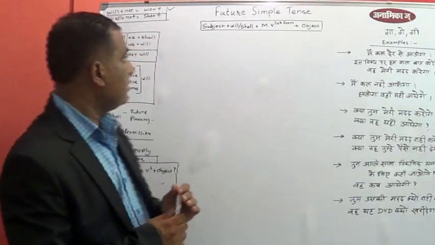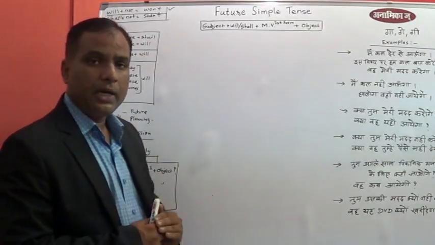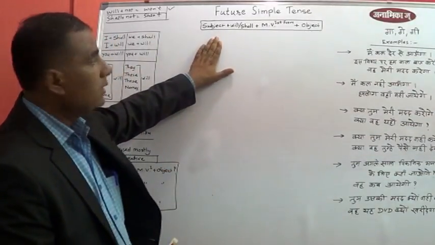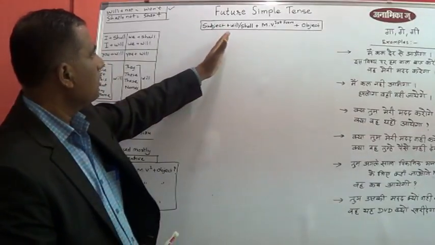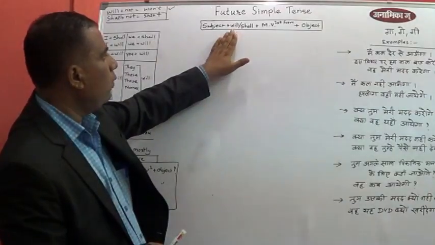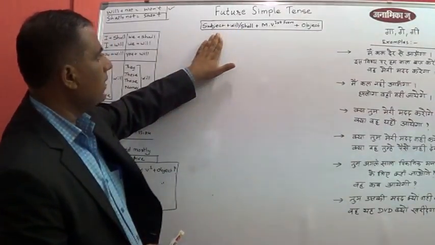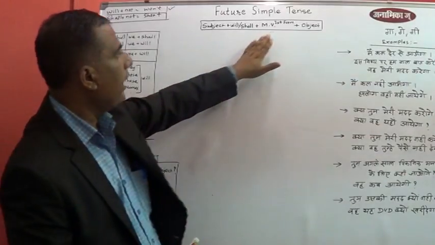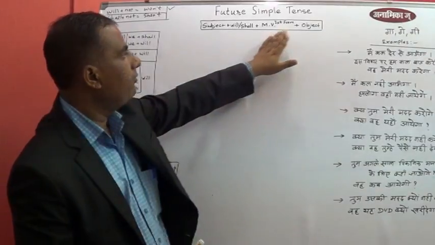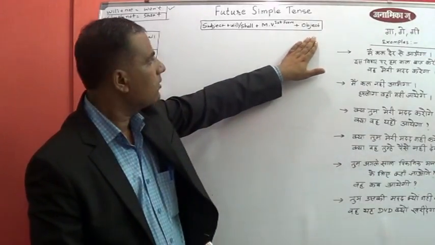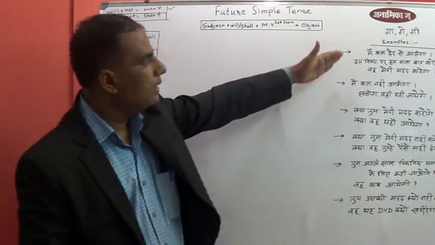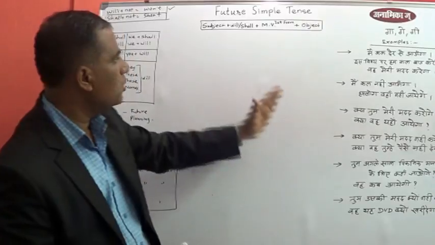Now we will see how to frame sentences. For that we have the structure here. It will start with subject, and then helping verb will or shall depending on the subject, that we will see later, and verb will always remain in first form, and finally we will have an object. So with the help of this structure we can convert these Hindi sentences into English ones.